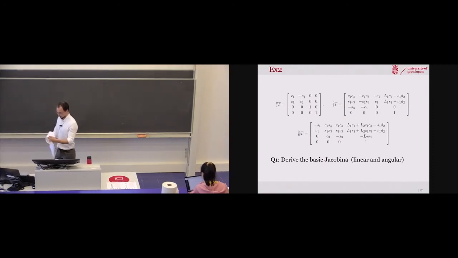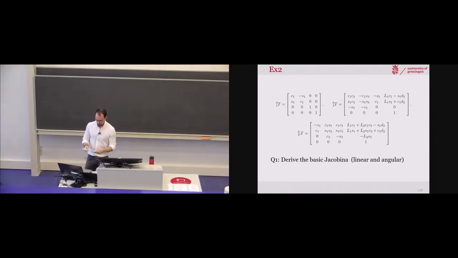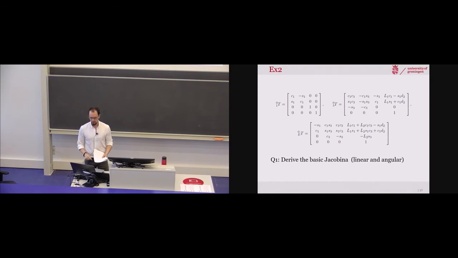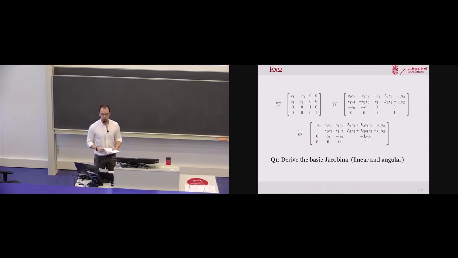So, as second exercise, we have these three matrices, and it's asked to us to derive the basic Jacobian relating joint velocity to the end-effector linear and angular velocity. Now, as I said before, the Jacobian can be computed in two ways. One way is the velocity propagation. The other way is the derivative of the vector that connects the zero frame to the end-effector. So, how do we do it in this case?